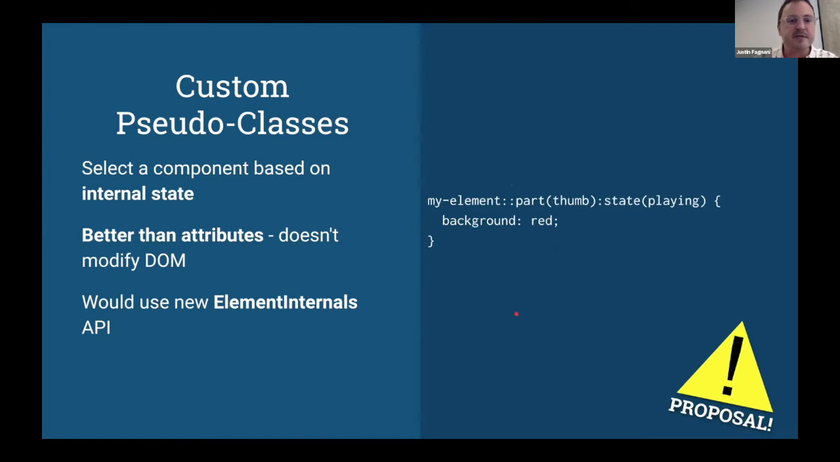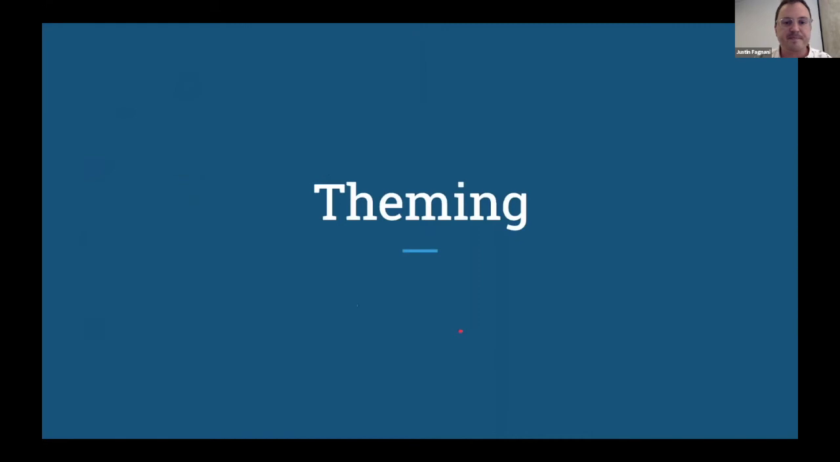And one nice thing about this is they could work really nicely with custom pseudo elements. So you might expose a part that has a different kind of state. So here we might have the thumb part for our video element, and we might have different states based on whether it's playing or not. So you might want to color it red if it's playing and gray if it's not. Combining these can be very useful there.